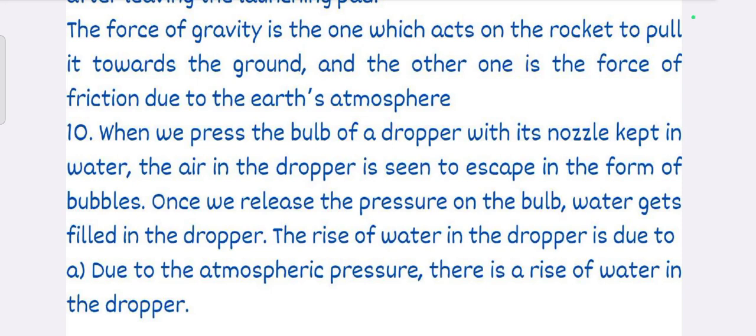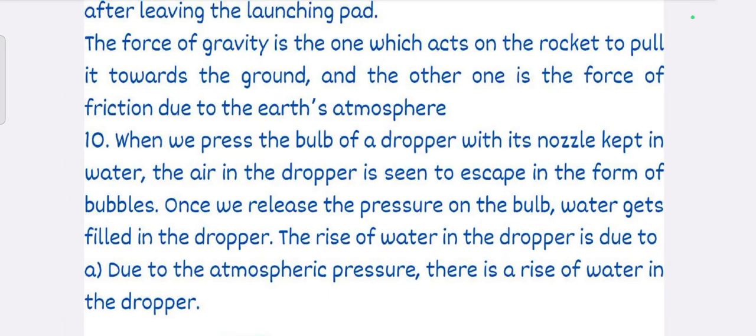The answer is: due to the atmospheric pressure, there is a rise of water in the dropper.